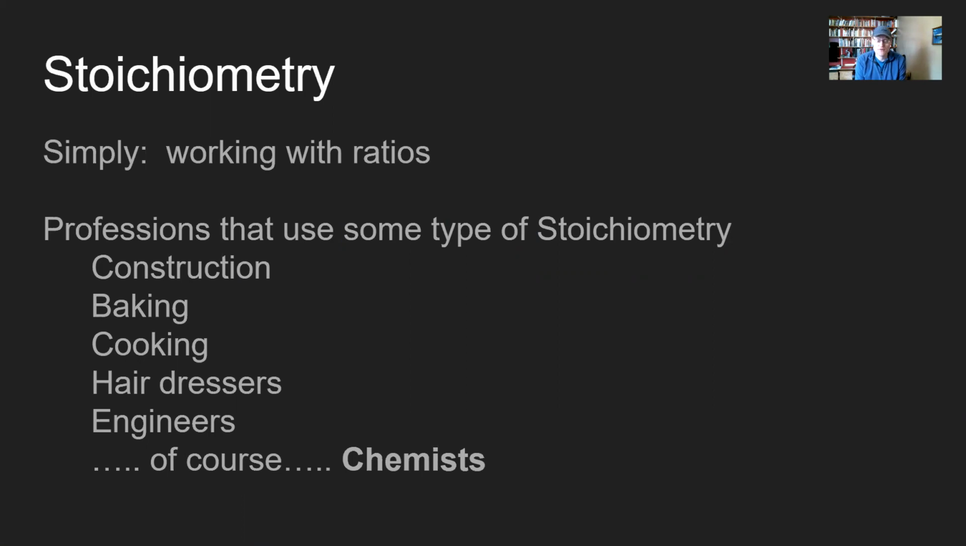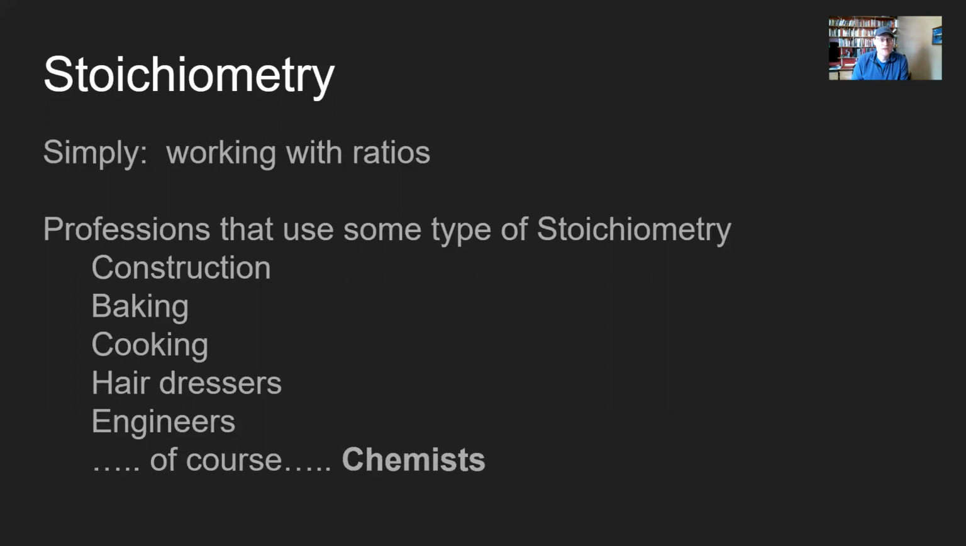Construction workers, for example, if they're going to be mixing up concrete, 3,000-pound concrete versus 4,000-pound sustainable concrete ends up being two entirely different recipes, or using ratios to make that happen. Baking is another way of using ratios. Cooking, hairdressers when they're mixing up hair dyes or preparing solutions for different types of processes. Engineers, and of course, chemists.